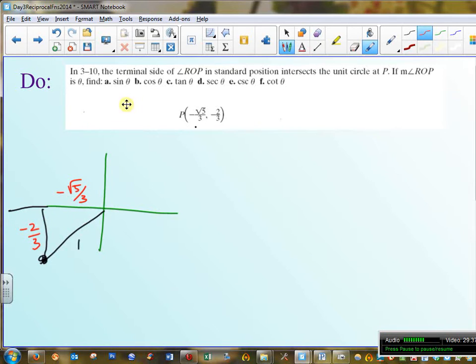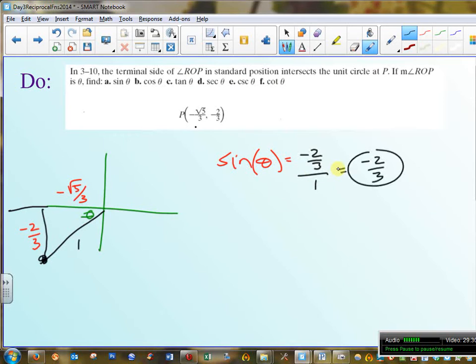And now let's answer the questions here. I want to find the sine of angle theta. And don't forget, this is theta in here. And instead of using a wedge, I'm just going to be marking that as theta. But you'll see that theta is always touching the x-axis. Okay, so the sine of theta is opposite, negative 2/3, over the hypotenuse, which is just 1, so I've got a negative 2/3, and I'll circle that.